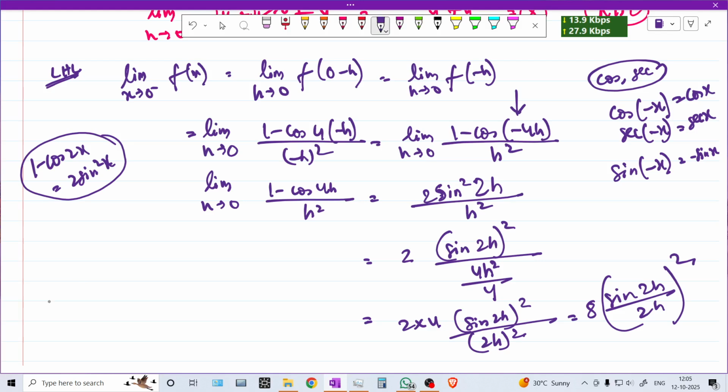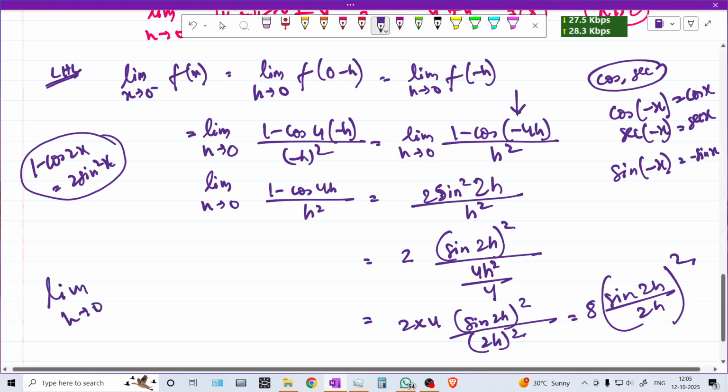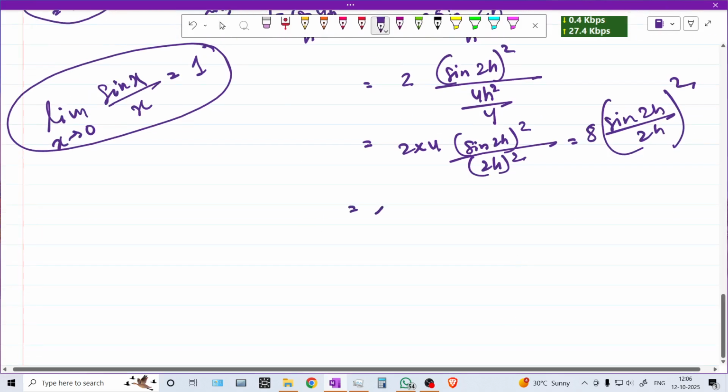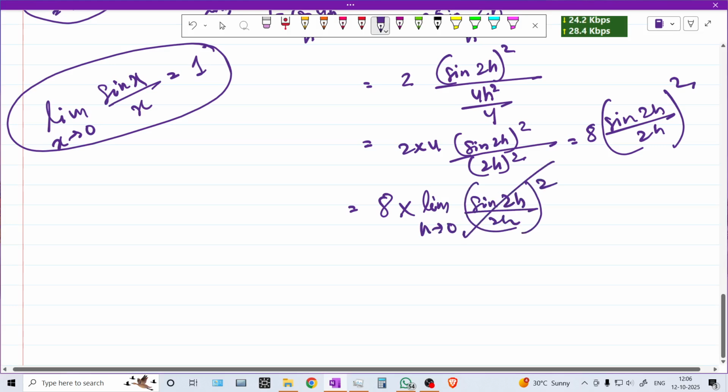And we know the formula that limit h tends to 0, or you can say limit x tends to 0, sine x by x is equal to 1. This is the formula that you have learned in class 11. So this formula is used here. So what we are getting: 8 into limit h tends to 0 of (sine 2h by 2h) whole square, which is equal to 1. So the answer is 8.